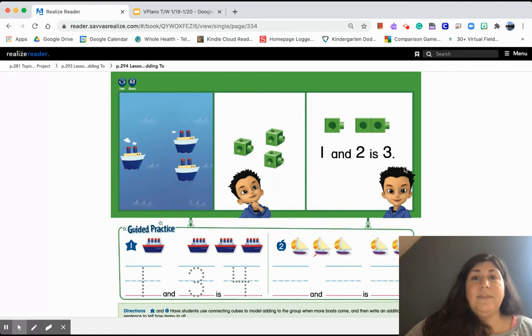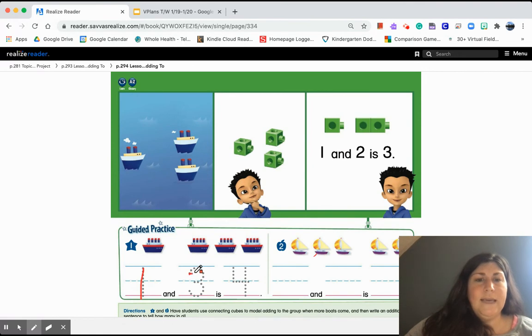So look at how that number sentence was filled out. And this is an example up top of what we're going to continue to work on today. So down below here, you'll notice a picture for us. So we have 1 boat over here. So the example is 1. And then we have 3 more boats over here.